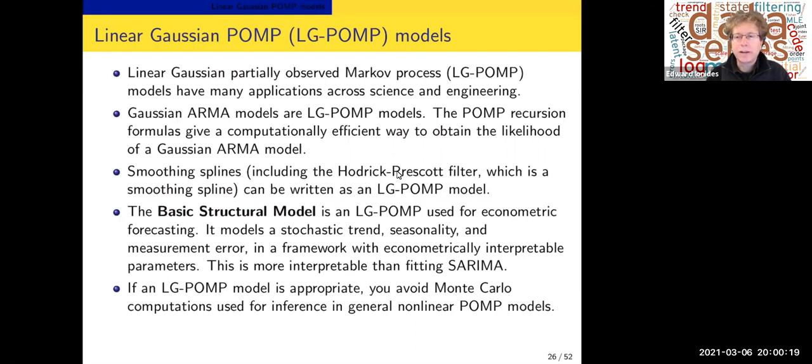One particular example of interest to us is Gaussian ARMA models, which can be written as LG-POMP models, as we'll see, and the POMP recursion formulas give a computationally efficient way to obtain the likelihood of a Gaussian ARMA model. So we finally get to understand how the ARMA function, for example, calculates the likelihood. Another example we'll look at is smoothing splines, including the Hodrick-Prescott filter, which is a smoothing spline. And these can be written as an LG-POMP model.